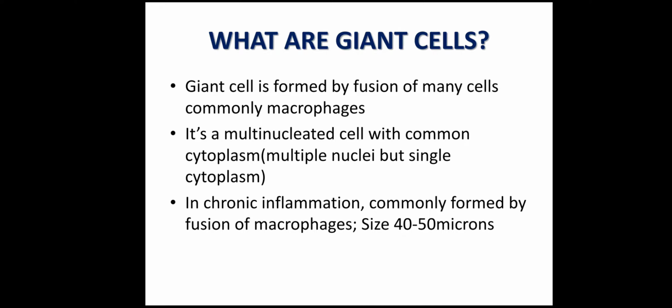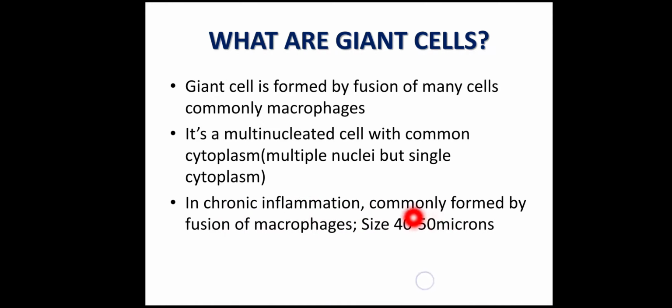So giant cells, what are those? Giant cells are formed by the fusion of many cells and commonly macrophages, especially in chronic inflammation. So they are multinucleated cells. They have multiple nuclei but a single fused cytoplasm. So in chronic inflammation, they are formed by the fusion of macrophages and their size is about 40 to 50 microns.